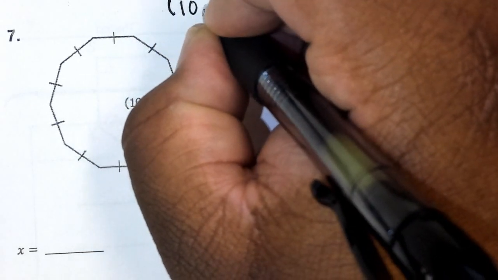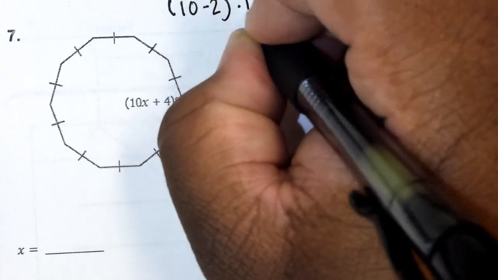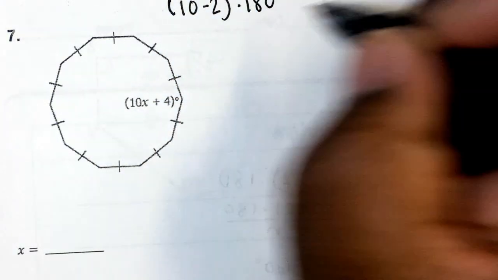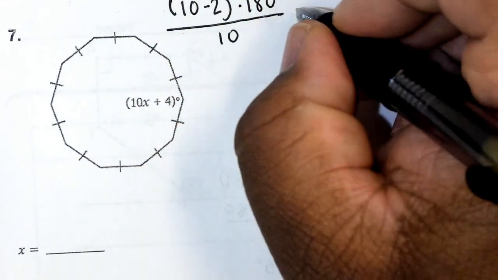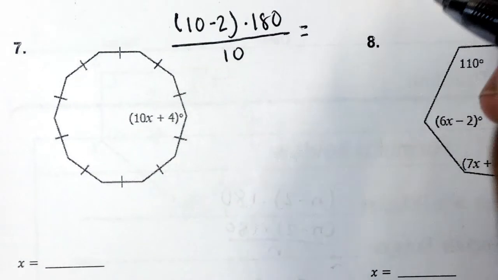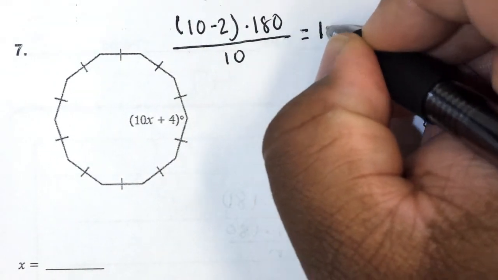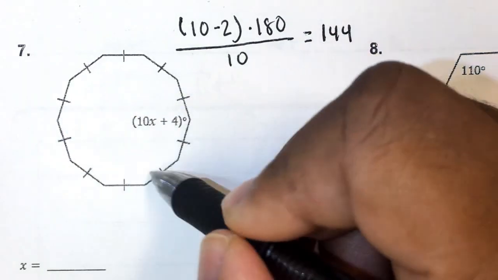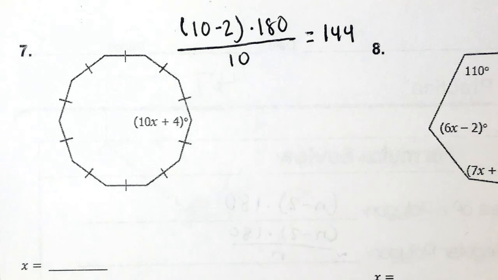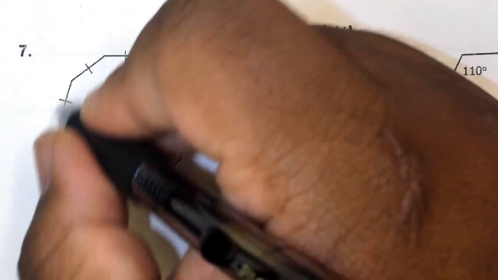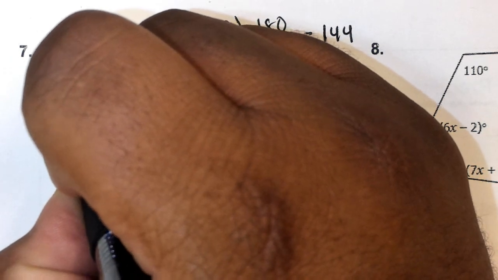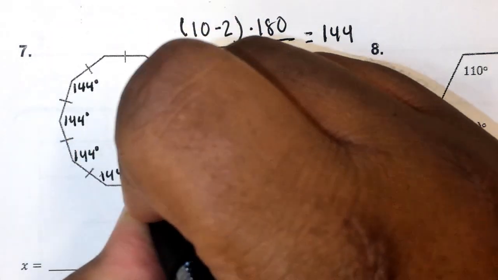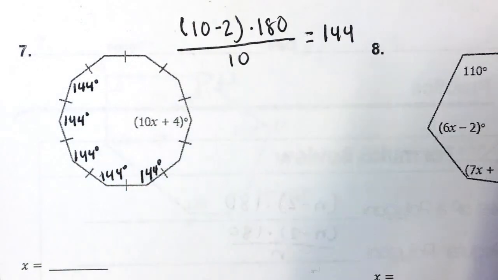I would have said 10 minus 2 times 180. That's what you said. But I would have taken this step after. I would have divided by 10. You got 1440, right? When I divide by 10, I'm going to get 144. Because there's 10 angles in here, aren't there? Aren't they all congruent? So if the whole thing equals 1440, that means all these individual angles equal 144, 144, 144, 144, all the way around. Even my angle with my expression on it.